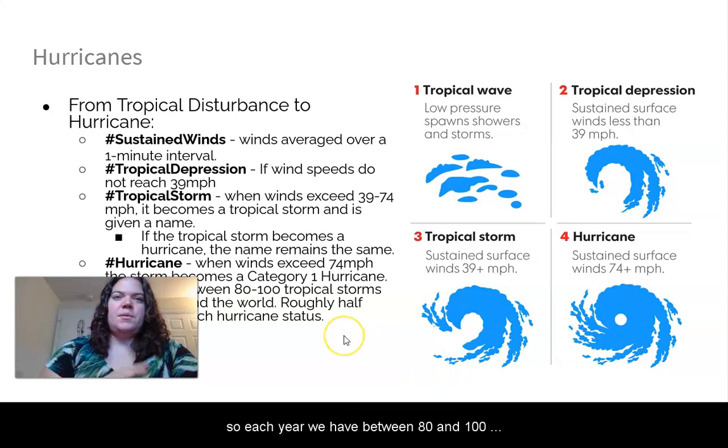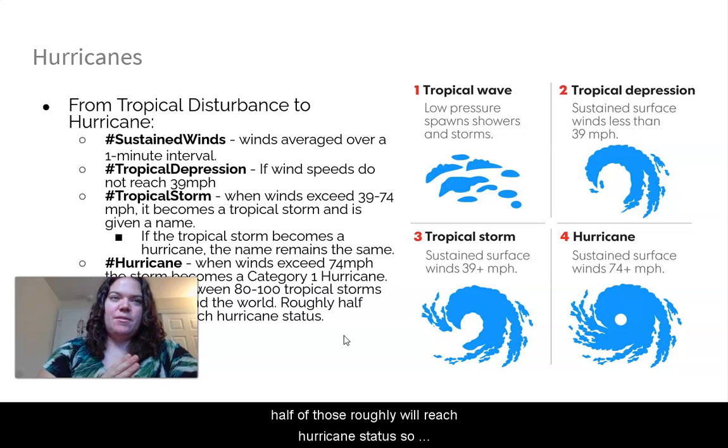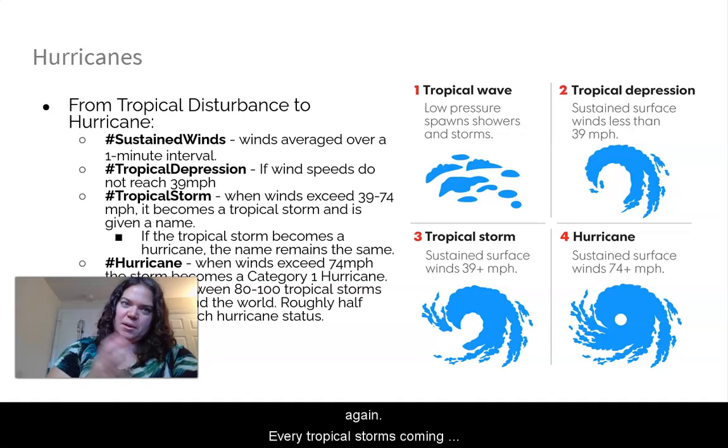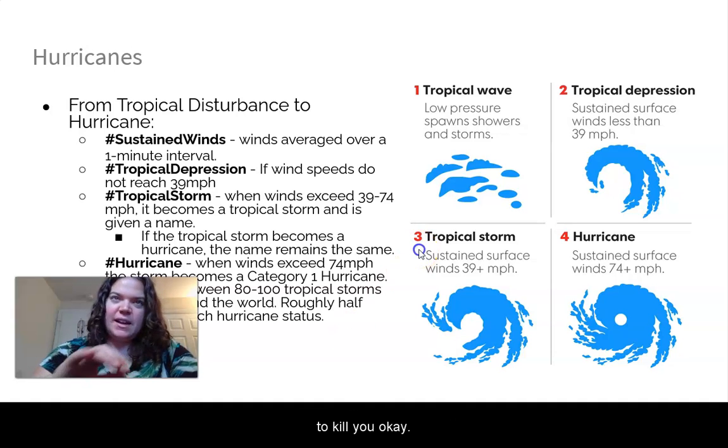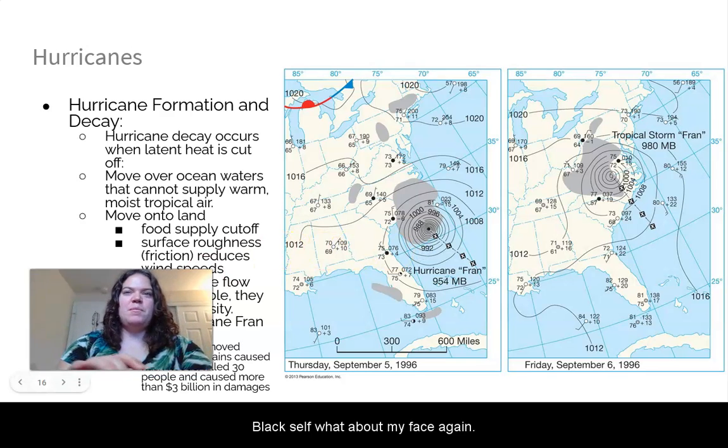So each year between 80 and 100 tropical storms develop around the world, but only roughly half of those will reach hurricane status. So again, not every tropical storm is coming to kill you, okay? Relax. So what about, let me move my face again.